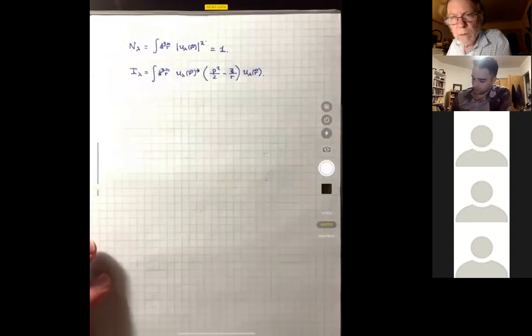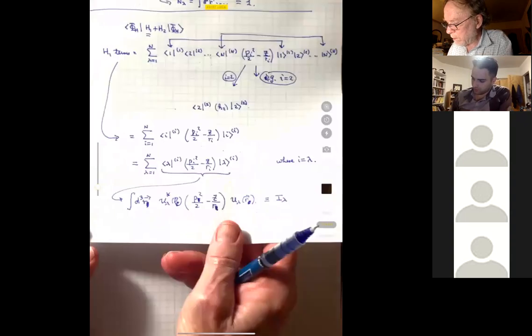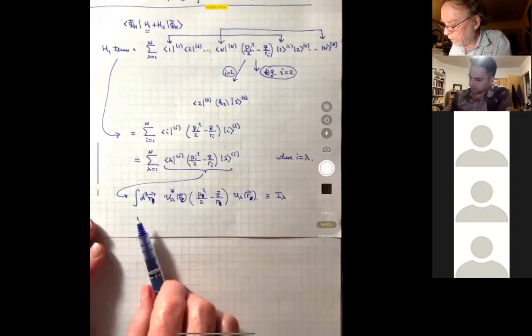Yes, can I see the other page actually? I'm a little confused about the I's and the lambdas.